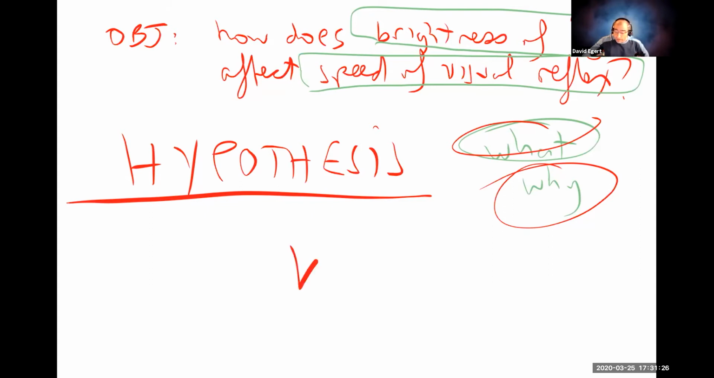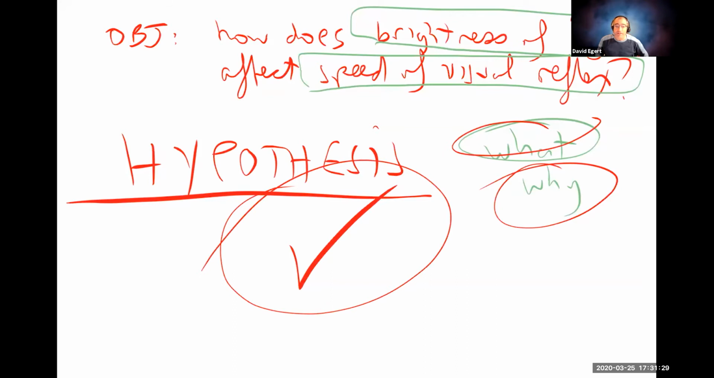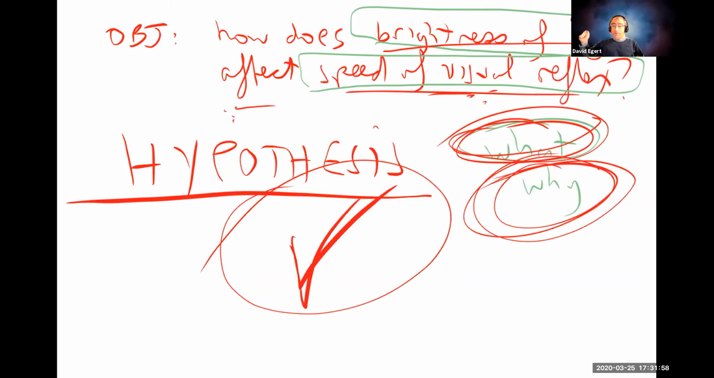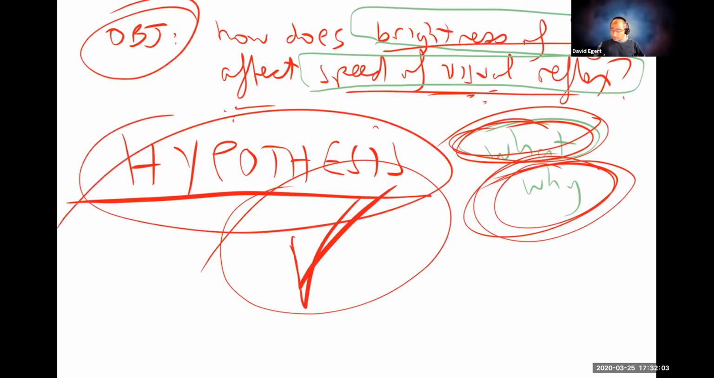I'm not going to write it here because I want you to actually write it down. But that is basically perfect for a hypothesis: what you expect to find, that relationship, the brighter the light, the faster the reflex. Why? Because as we go from dim to bright, it's rods into cones, which means slower processing to faster processing. So that should be in your lab notebook. This is your objective and your hypothesis.